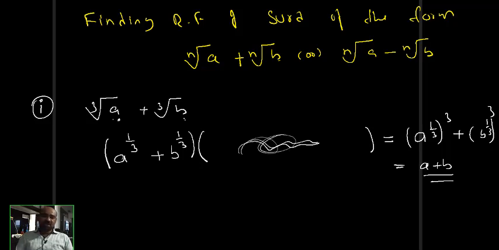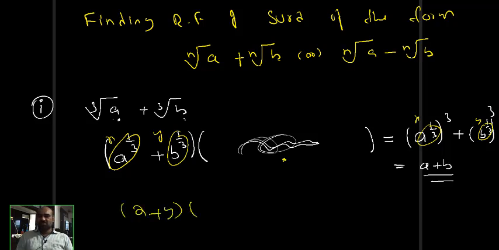For my convenience, I am taking this as x and this as y. x + y is multiplied by something, and if I get x³ + y³, then what can I say? This is the RF only, no? x + y is given, and it is multiplied with something to get x³ + y³. What should multiply with x + y to get x³ + y³? The a³ + b³ form: (a + b)(a² − ab + b²) only. What is the meaning of that? You should multiply with x² − xy + y². So this is the RF of this.